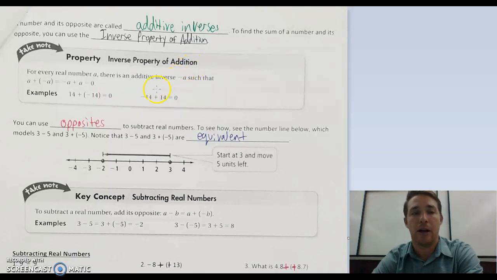Because if I think of it as going 14 to the right, then 14 to the left, it's going to end up back at 0. 14 to the left, go 14 to the right, ends up at 0. So I can use opposites to subtract real numbers.